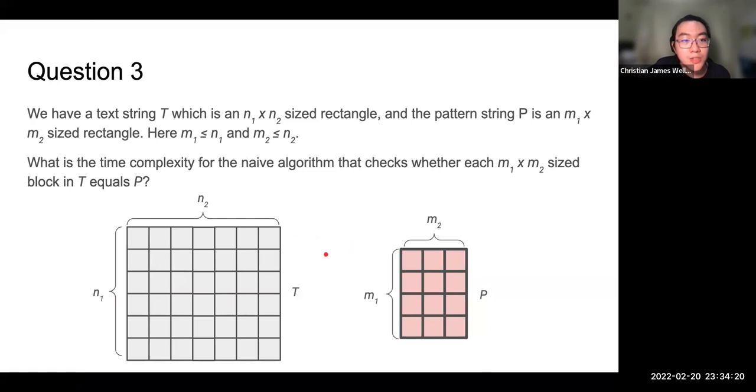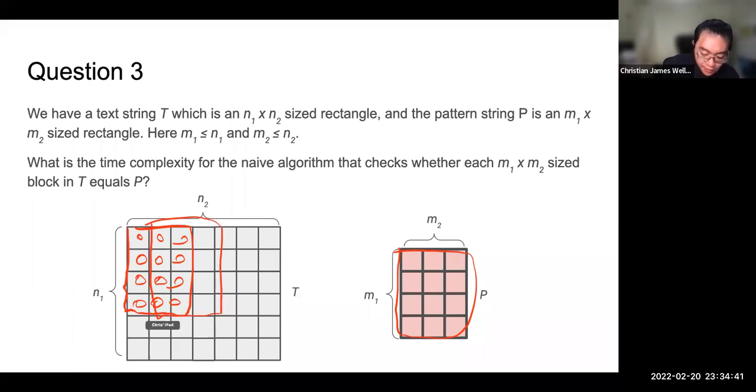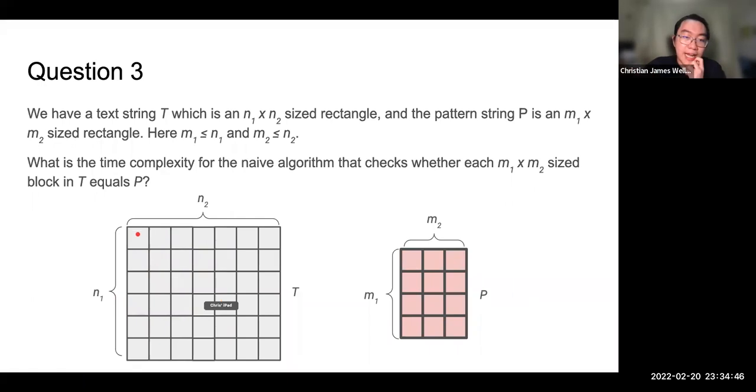So what is the time complexity if we do a naive check for each M1 times M2 size block in T equals P? Basically, you see this block over here, you match it with a block of the same size, compare everything, see if they're the same, then shift it around and compare again. So that's the question here. What's the naive time complexity? This shouldn't be too difficult, but it will motivate the next question.